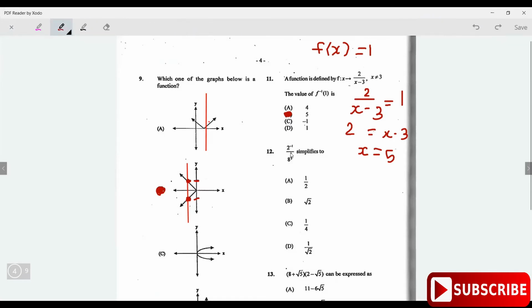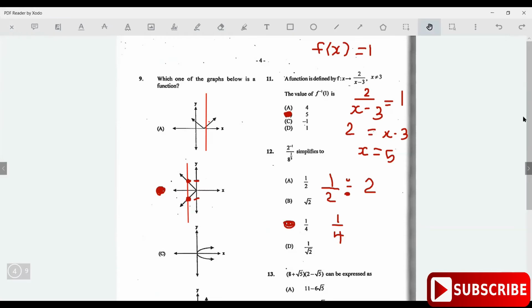2 to the minus half divided by 8 to the 1/3. 2 to the minus 1 is a half, and then it is divided by 8 to the 1/3. 8 to the 1/3 is 2. So it's a half divided by 2, which is a quarter. Easy question.